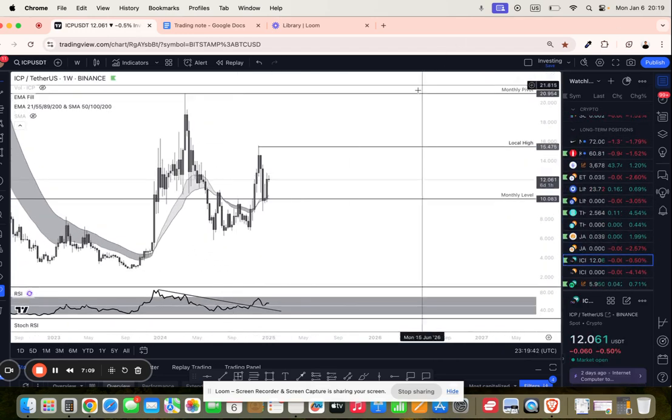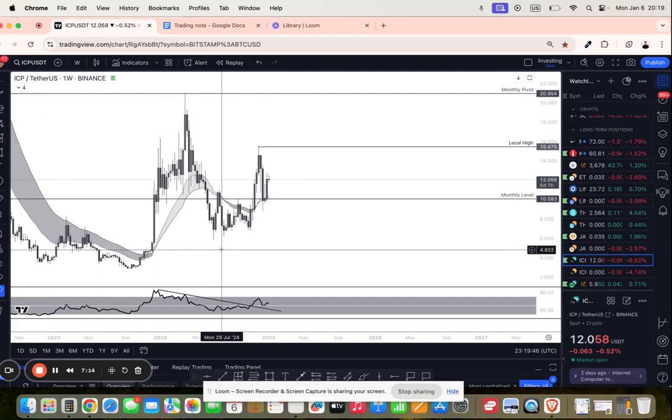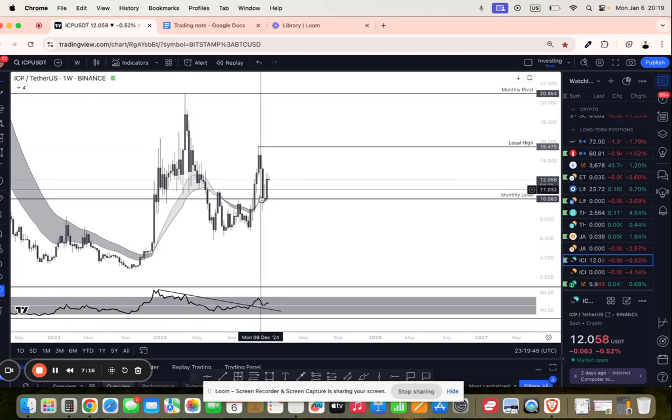Okay, so ICP on the weekly time frame. Just remove some of this junk for you. We're still carrying out this major breakout of the prior range that we made during the summer, which was keeping the price restrained. We've broken out of that, and retested it beautifully in the second week of December with a long wick to the downside, signifying strong buying pressure.